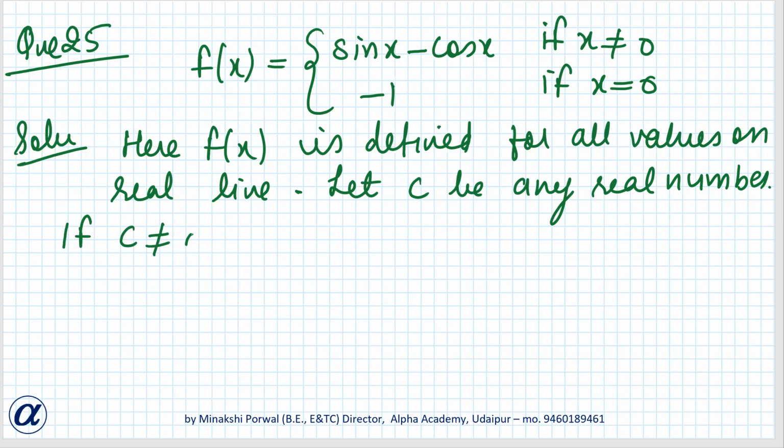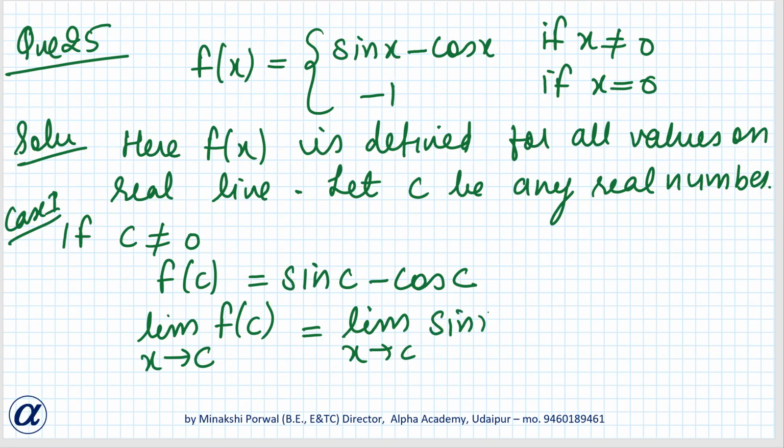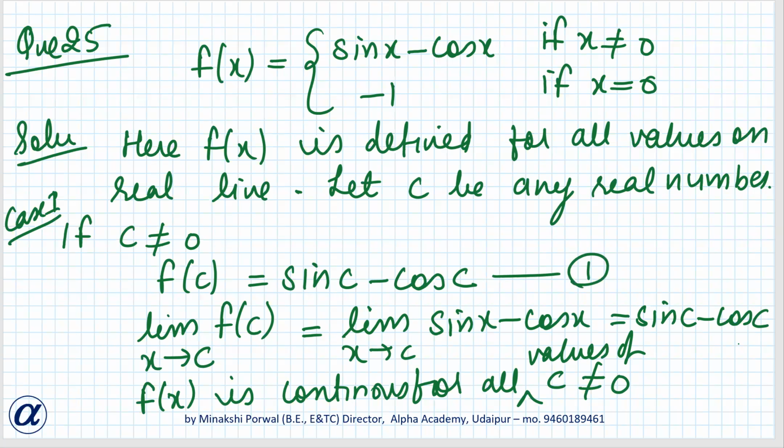Okay. If C is not equal to 0, first case. If C is not equal to 0, f(C) will be equal to sin C minus cos C, and limit x tends to C f(x) will be equal to limit x tends to C of sin x minus cos x, that will be equal to sin C minus cos C. So f(x) is continuous for all values of C not equal to 0, because f(C) and this both are coming equal, 1 and 2.